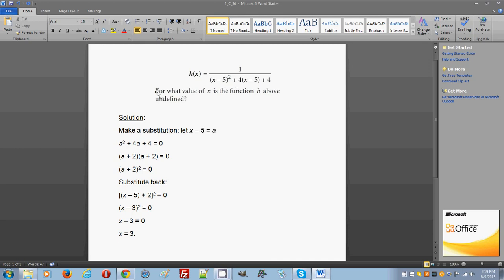And this is what they're asking for. What value of x is the function h above undefined? There's one value only. So this is a good piece of information. One value, because there's only one answer possible. It's a fill-in answer, you must grid it in. So there are no choices available.